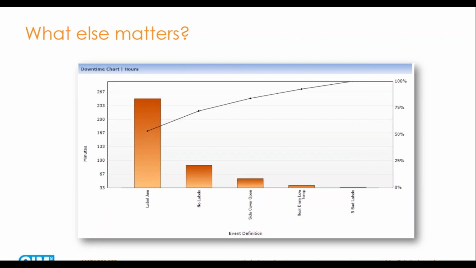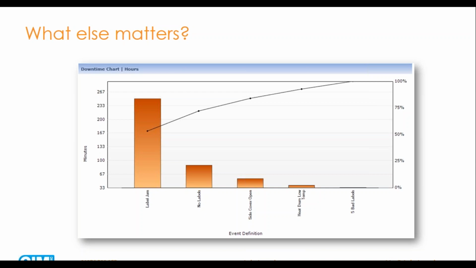But if we were able to put more data to it, maybe we could make a slightly different decision. So for example, if we asked the operators then to give me a little bit of context as to what was happening with this labeler, what were the top issues with just that labeler, we might get a different picture. So here we've got, again, top reason, label jams followed by no labels, side cover open, etc., etc. Maybe we get that from the machine, maybe we get that from the operators. It's an example of another subset of data. So that's maybe pointing us in a different direction.